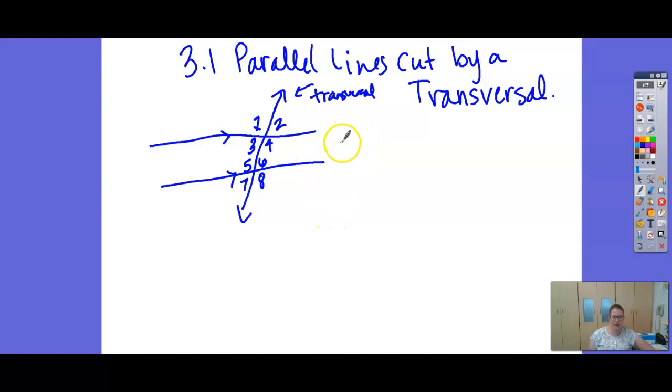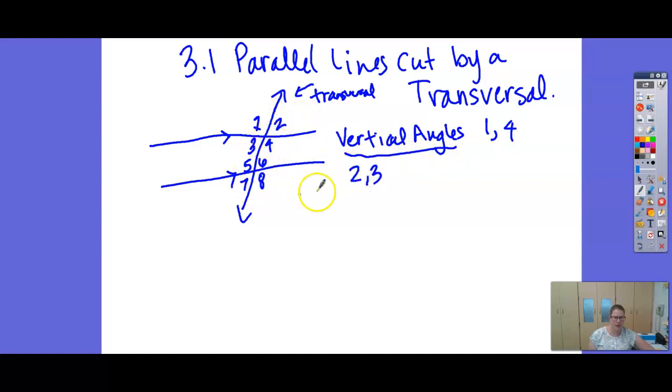So the first type that we're going to talk about are called vertical angles. Now vertical angles are going to just be across from each other whenever two lines cross. So like angles 1 and 4 here are vertical angles. Angles 2 and 3 are vertical angles. 5 and 8 are vertical angles, and 6 and 7. Now those type of angles are always going to be congruent to one another.